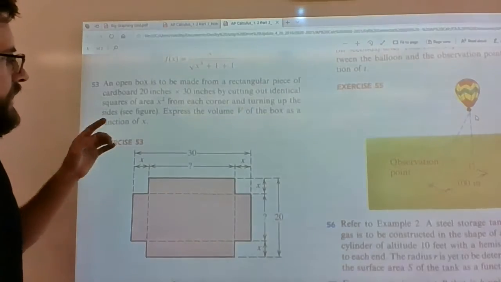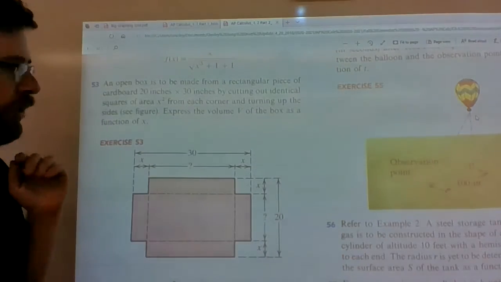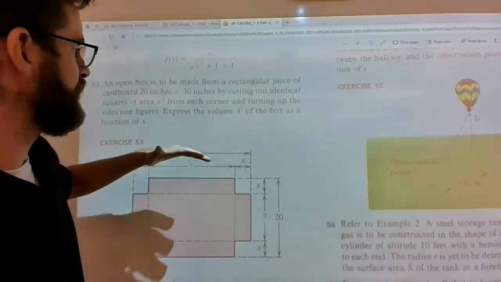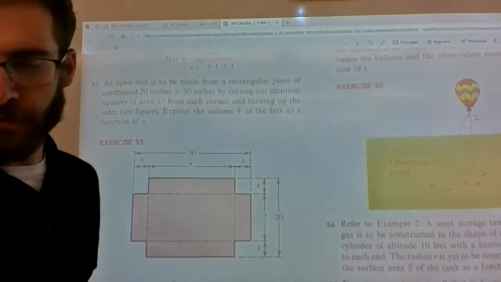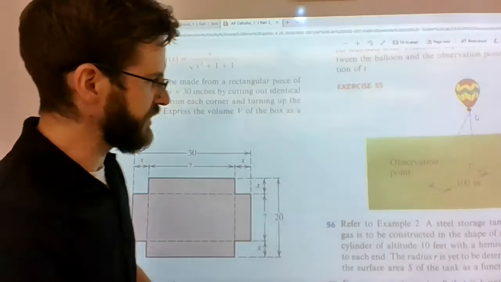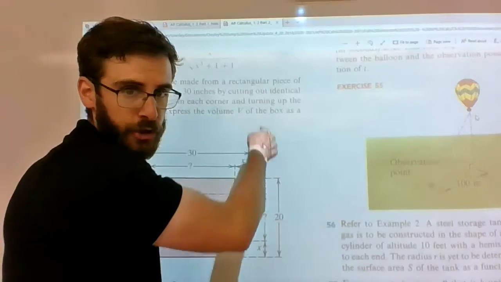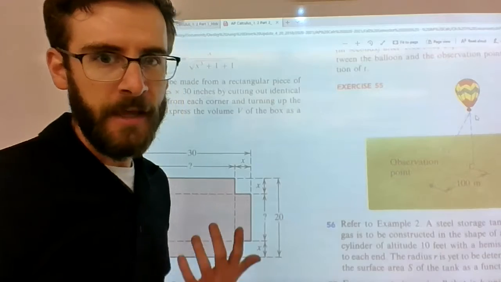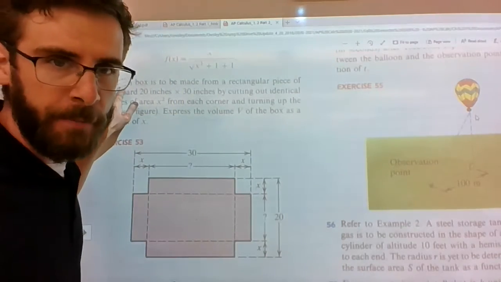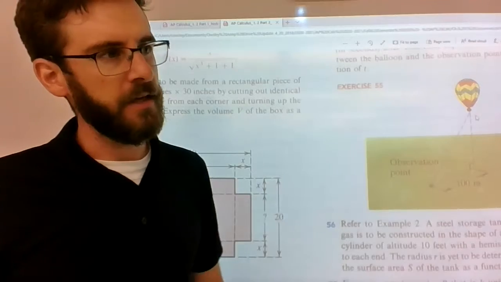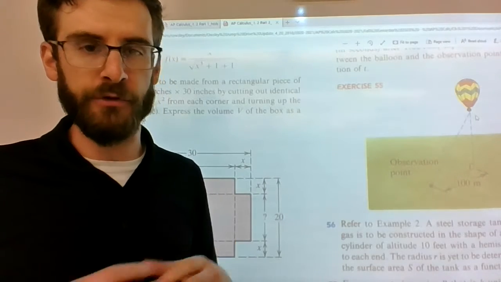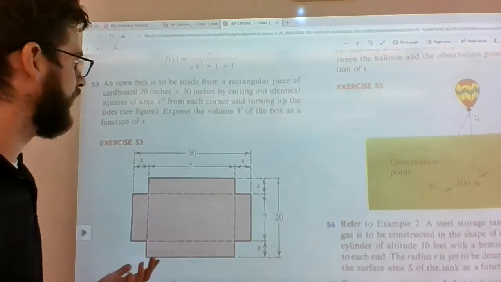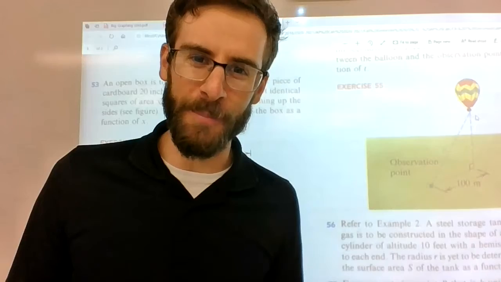We have an open box that's to be made from a rectangular piece of cardboard, 20 by 30 inches, and you're cutting out squares from the cardboard. Usually in class, I take a rectangular piece of cardboard and show you cutting out the ends, and you can see that's how a cardboard box is created. It's an open box, like one of those boxes full of computer paper, those reams of paper. If you take off the lid, that's a box that is pretty much open. Sorry, I don't need to explain what an open box is to you guys.